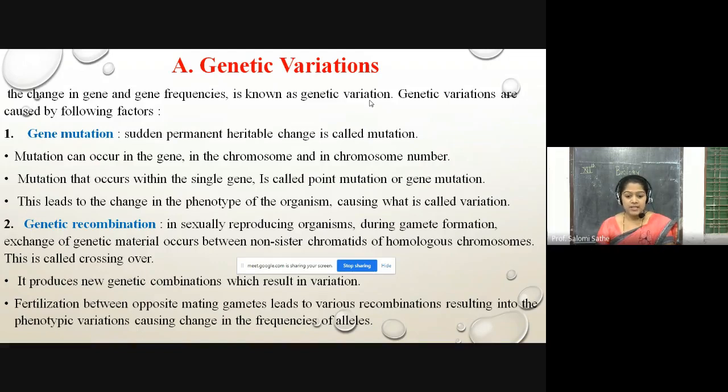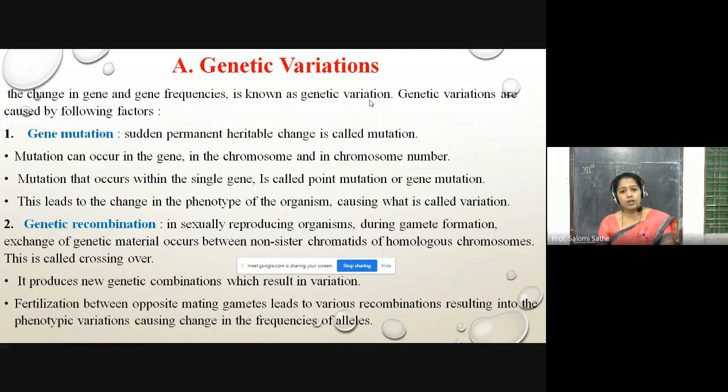This leads to the change in the phenotype. What is phenotype? Phenotype is external character. For example, if we consider an organism, the external character. If we consider a plant, the green color leaves, red color flowers.